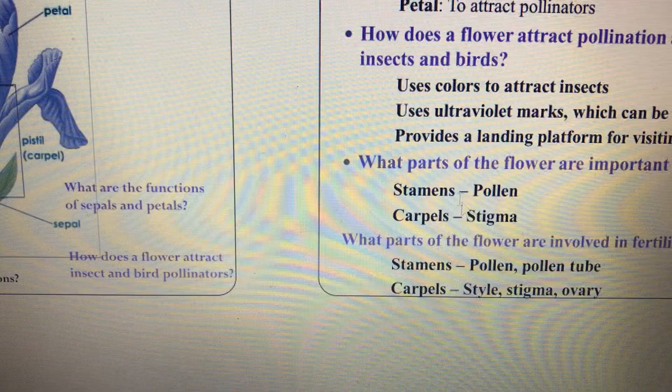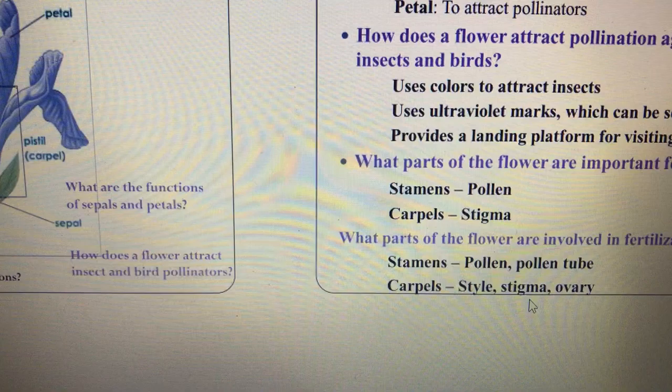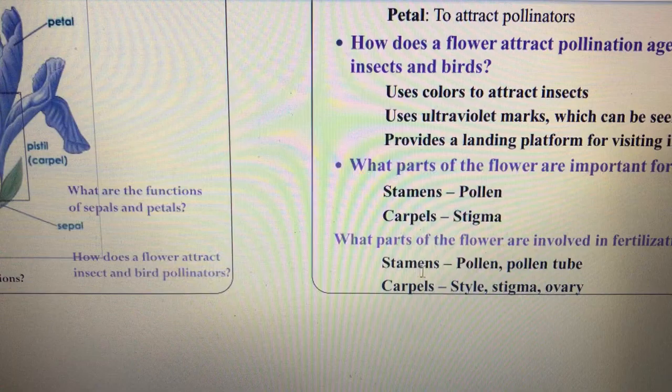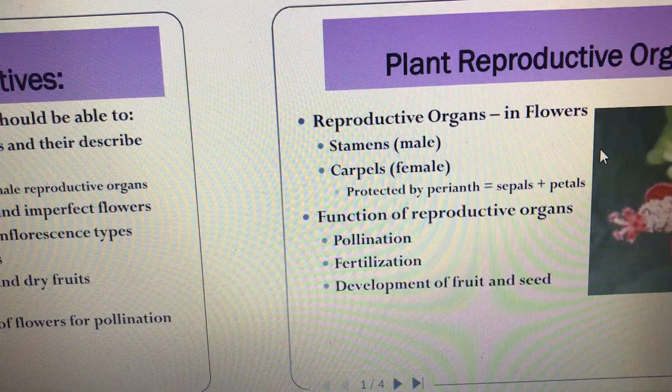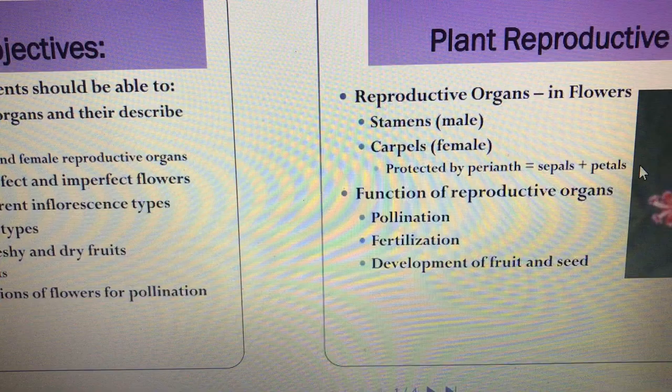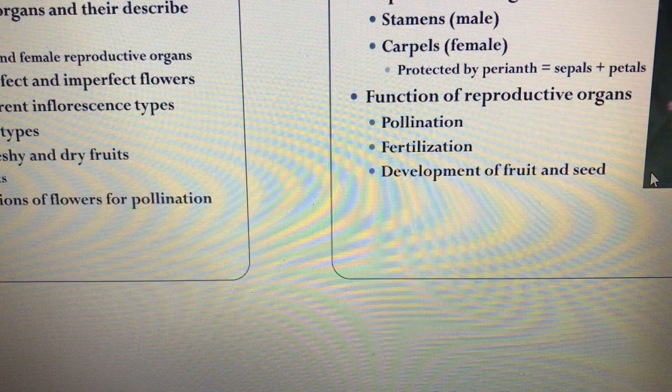Okay, the carpels contain the style, the stigma, and the ovary. The stamens contain the pollen and the pollen tube. Usually the stamens are part of the male reproductive organs and the carpels for female. And then both the sepals and the petals make up the perianth, which serves as a way to protect the flower. Okay?